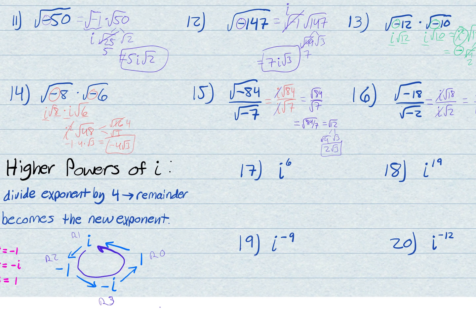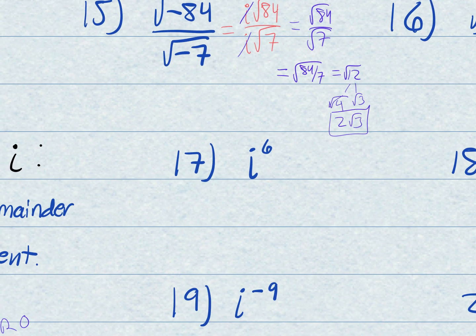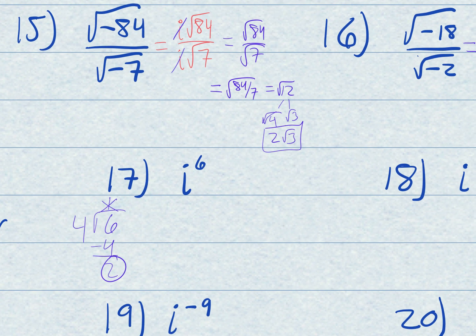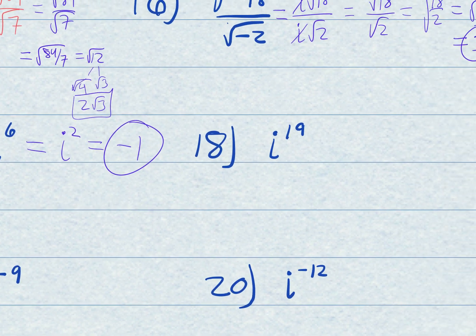All right, so something like number 17, we have i to the 6, right? You can maybe do this in your head, but if you want to write out the long division, how many times does 4 go into 6? It goes into 6 one time, and then you get 6 minus 4, which is 2, right? So you don't care about the number up top, you only care about your remainder. If your remainder is 2, then this means i to the 6 is the same as i squared. But you want to simplify this more. i squared is the same as -1. So i to the 6 is -1.